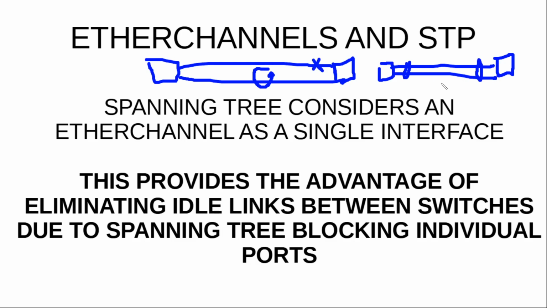So when spanning tree kicks in and examines this connection, it only sees one interface here and one interface here. So spanning tree will not block individual interfaces with Ether channels. That is a good thing. Use Ether channel as much as you can in order to get rid of these bandwidth wasting blocking interfaces.